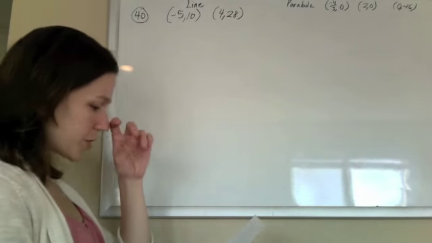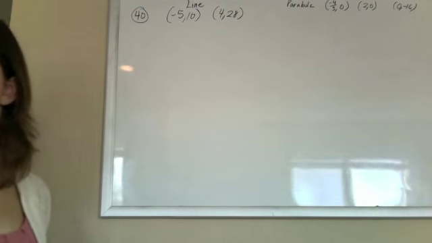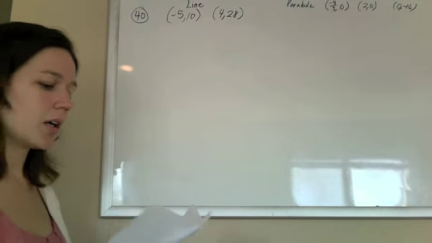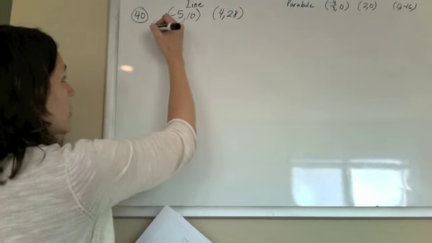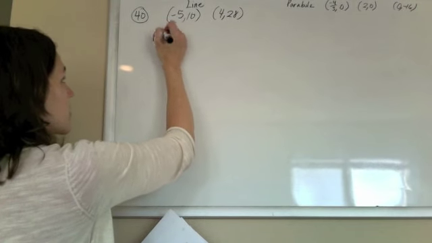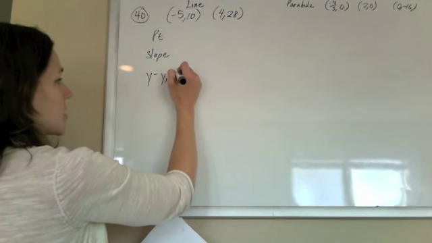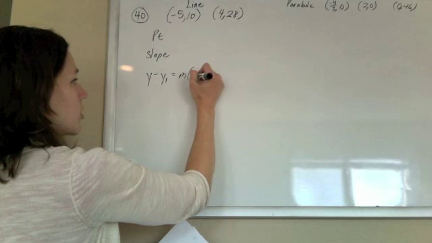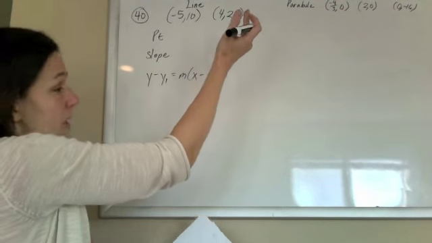So this problem, not too bad, just a little tedious. They want us to find the equation of each, the line and the parabola. Every time you want to find the equation of a line, that's what I tell my students, you just need a point and a slope, and then you can plug and chug into point-slope form. So points, they give you two, pick your favorites.